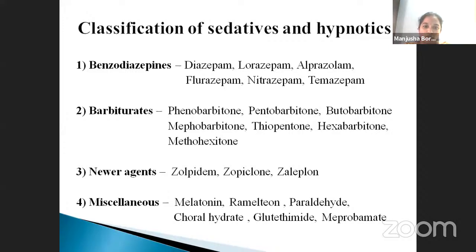Newer drugs like zolpidem, zopiclone. Chemically, they differ from the benzodiazepines, but they produce effect through the GABA and produce the hypnotic type of effect with minimal anti-anxiety and anticonvulsant responses. And miscellaneous agents, melatonin, ramelteon, paraldehyde, chloral hydrate, etc.